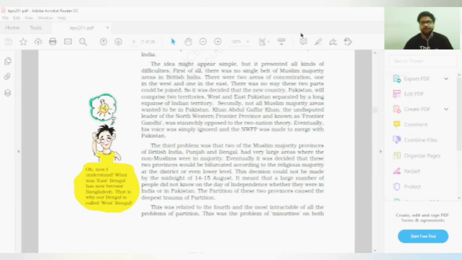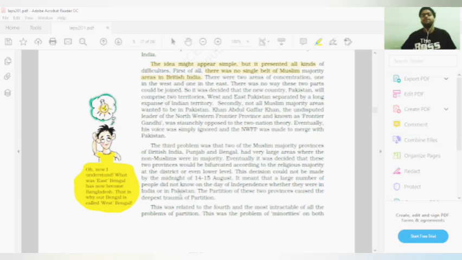As we can see here, the idea might appear simple to all of us, but it presented all kinds of difficulties. There was no single belt of Muslim majority areas in British India. So there were two areas of concentration of Muslims, one in the West and one in the East. These two places were called Pakistan. One was West Pakistan and the other was East Pakistan. East Pakistan later was also divided from Pakistan and became Bangladesh. Okay, so this is the story of how Pakistan was created.